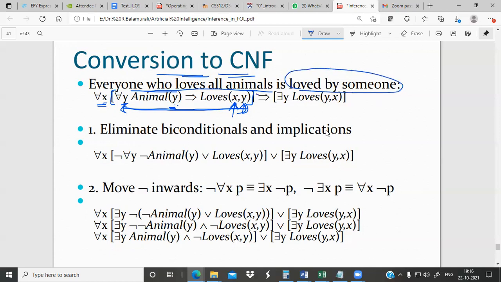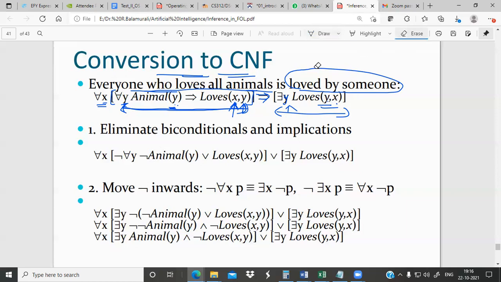So in the implication we write there exists a Y such that Y loves X. Now Y is connected with there exists, and X is connected with for all. How will you read this part? There is someone who loves everyone. If you combine these two, the sentence reads: everyone who loves all animals will be loved by someone.